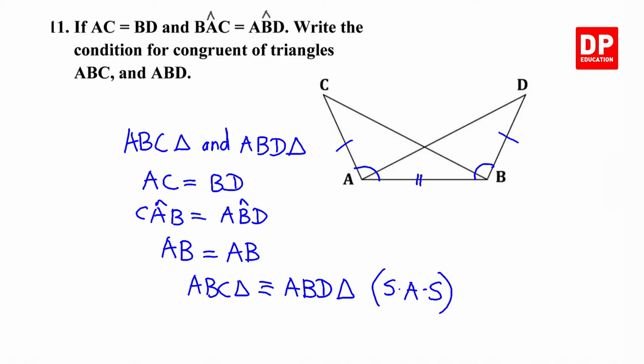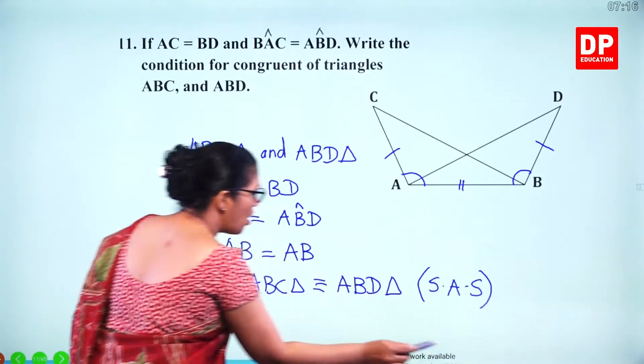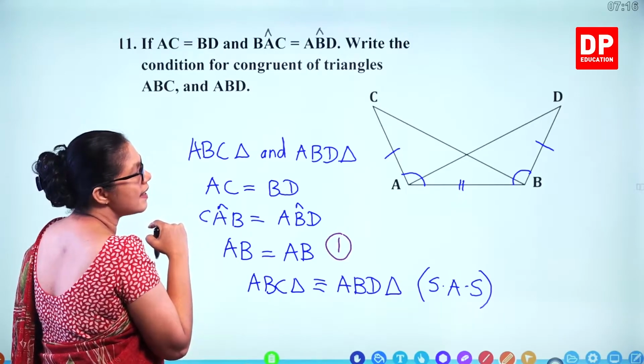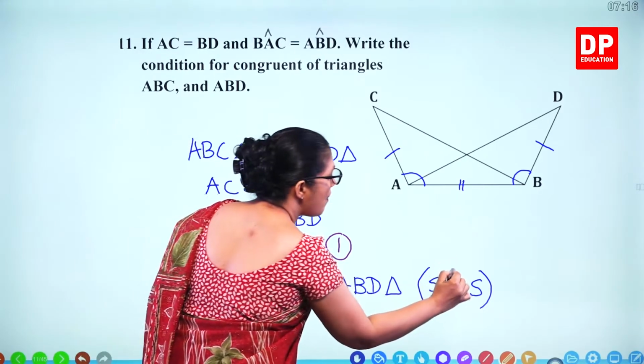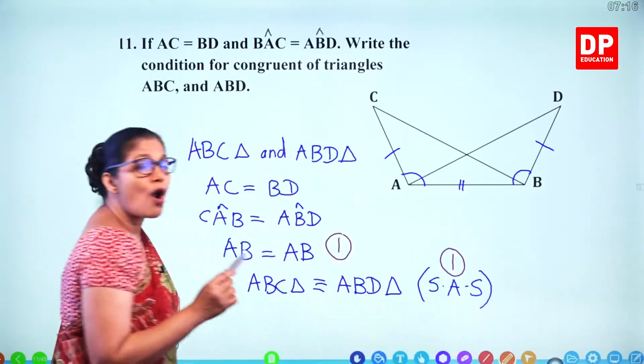side, angle, side. So you get 2 marks, 1 mark for finding the equal lengths and angle and 1 mark for identifying the case of the congruency.